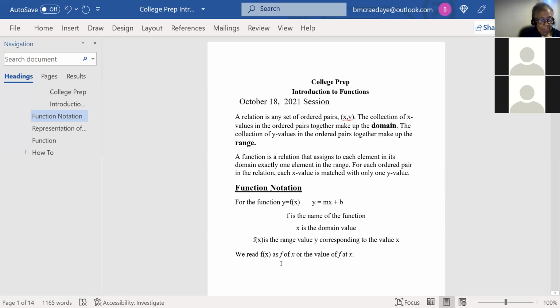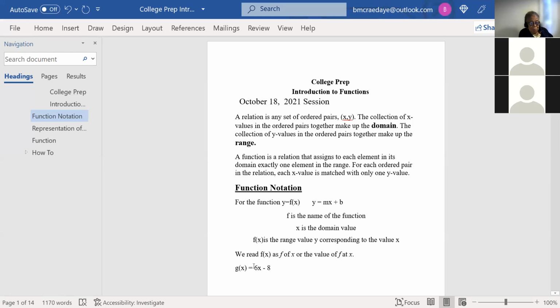It doesn't have to be F; you might see G, H, I, J, whatever, but normally it's F, and we call that function notation, F of X. We don't say value of F at X, we say F of X. If it was, let's say, G of X equals 6X minus 8, that is a function, and it's still a function, just with G.